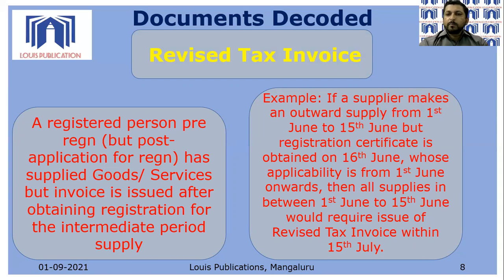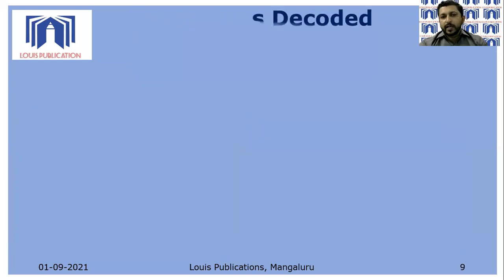So if a supplier makes an outward supply from 1st June to 15th June, but the registration certificate is obtained on 16th of June, whose applicability is from 1st of June onwards, that means he has to collect GST amount from 1st of June onwards. So whatever transactions happened between 1st to 15th, he has not collected GST because he was not registered. He will now have to issue a revised tax invoice for that intermediate period, that is for all transactions between 1st June to 15th June, and it should be done within 1 month from the date of receipt of the registration certificate. That's about the revised tax invoice.